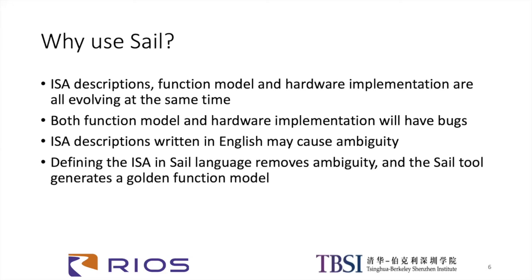Normally, when we develop a new instruction set, the description of instructions, the function model, and hardware implementation are all evolving at the same time. A lot of times, both function model and hardware implementation have bugs. Even the description of instructions written in English will cause ambiguity. Therefore, defining the instruction set in Sail language will help remove the ambiguity, and the Sail tool will generate a golden function model for reference.